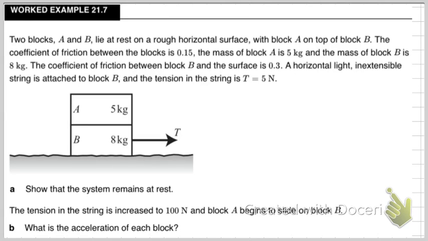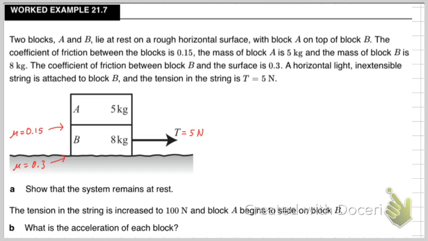Do pause the video and make sure that you've understood this question fully. Most of the information is on the diagram, but there are some coefficients of friction to acknowledge, so I'm just going to write those on the diagram here: one between the two blocks and another between block B and the floor, whatever the ground is. The tension we're also told is 5 newtons.